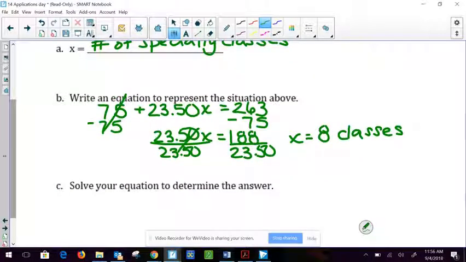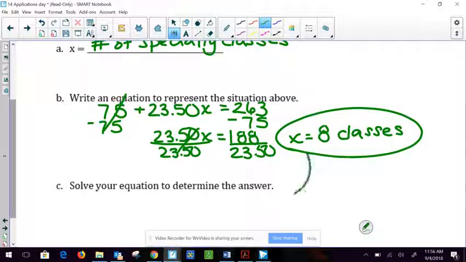I went ahead and solved it under letter B. So this x equals 8 classes is actually your answer for letter C.